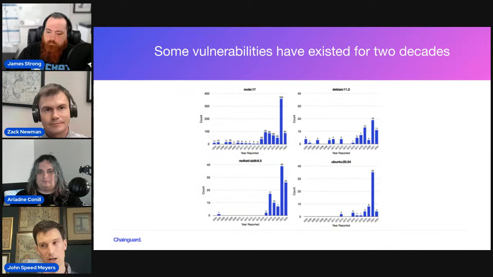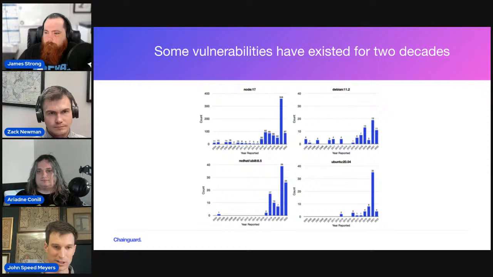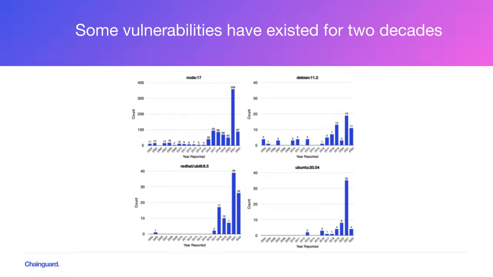We wanted to check, are these vulnerabilities newly reported? Did they just come out yesterday? And that's what explains what's going on. So we looked at the base images that had reported vulnerabilities and looked at in what year their vulnerabilities were reported. And you can see that for Node, some of the vulnerabilities, I'm sorry, it's probably small on your screen, but they stretch back 20 years. So there's almost a couple dozen vulnerabilities from 2 decades ago.